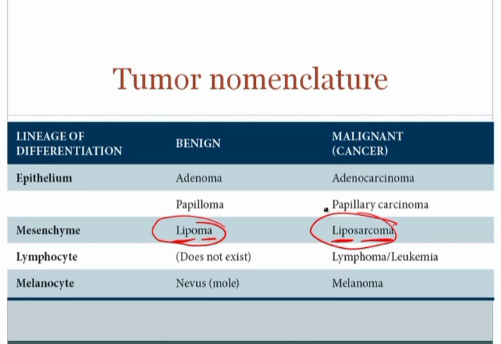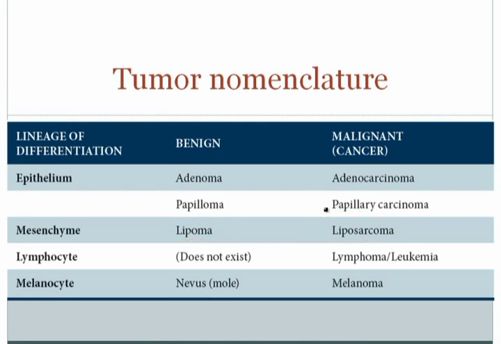For example, osteoma, benign tumor of bone. Osteosarcoma, malignant tumor of bone. Chondroma, benign tumor of cartilage. Chondrosarcoma, malignant tumor of cartilage. Angioma, benign tumor of blood vessels. Angiosarcoma, malignant tumor of blood vessels, etc.